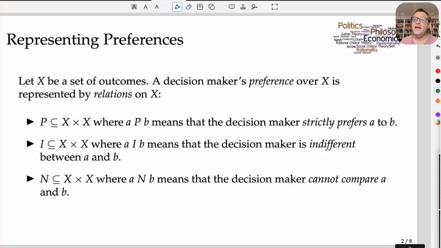And finally, there's the non-comparability relation. So let's call this the relation N. We write A N B to mean that the decision maker cannot compare A and B. So A and B are incommensurable or non-comparable for the decision maker.